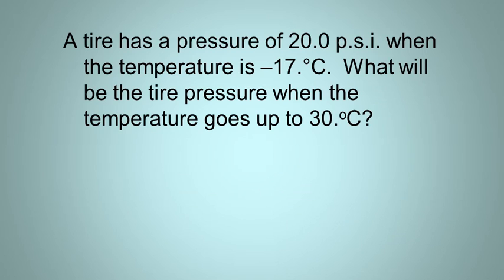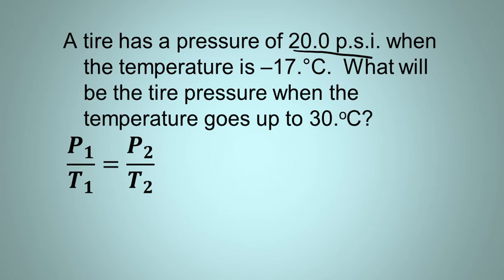A tire has a pressure of 20.0 psi when the temperature is negative 17 degrees Celsius. What will the tire pressure be when the temperature goes up to 30 degrees Celsius? So once again, we have Gay-Lussac's law. So we're going to plug and chug because we can see that the pressure is changing from 20 psi to some new pressure that we have to calculate. And the temperature is changing also from negative 17 degrees to 30. So we're going to plug and chug into that equation.